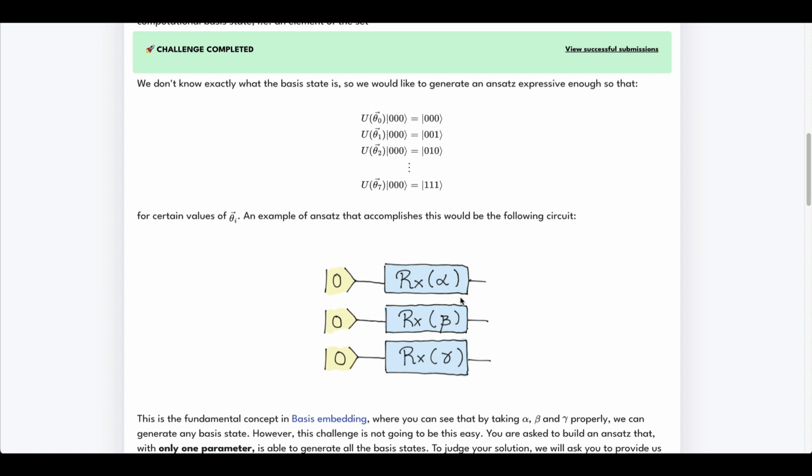Well, if we decide to keep this exact same circuit, right, with 3 Rx gates, and we just put alpha here, that's not expressive enough, right? Because if we change alpha from 0 to pi, then we get state 1, 1, 1, and that's it. If we replace it with pi over 2, we get a superposition, but we don't get precisely a basis state with some given probability. So how can we change this circuit so that we're only using 1 parameter?